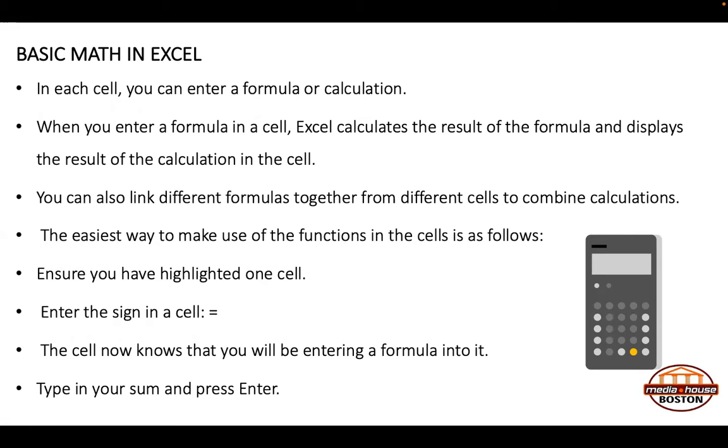So the easiest way to make use of a function in the cells is as follows. Here we're going to do mathematical calculations. Whenever we want to do a calculation in Excel, we enter the equal to sign first. It's the first thing you should do when you want to do a calculation. Now the cell recognizes that you want to enter a formula into it. It knows this is going to be a mathematical sum because I have the equal sign. And then you type in your sum and you press enter.